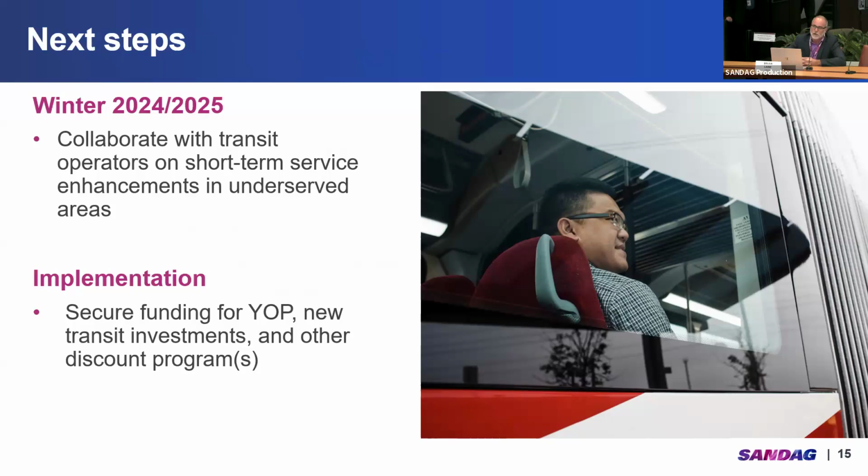But our next steps: we have informed the 2025 regional plan that low-income fares is probably your best move forward. Our transit leap already includes all the types of things that the public want: much more frequent service, much faster service, more rapids, more trains, all that. But we have informed that. And then over the winter here, we'll keep working with the transit operators on these short-term service enhancements in the underserved areas. They want to do it. Funding, again, is always the big thing.